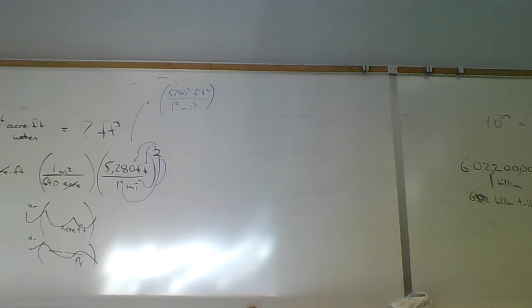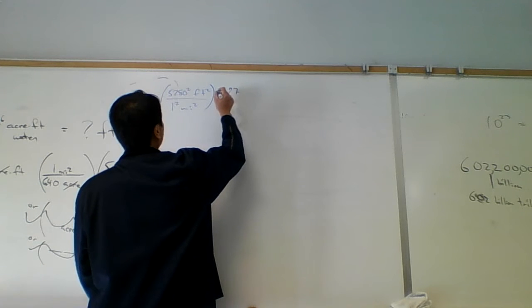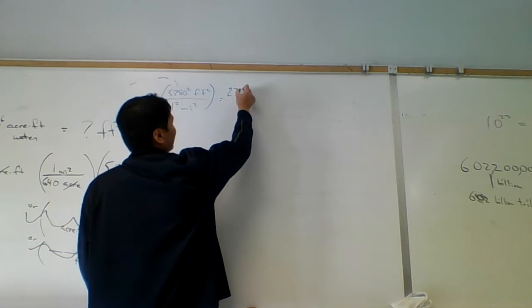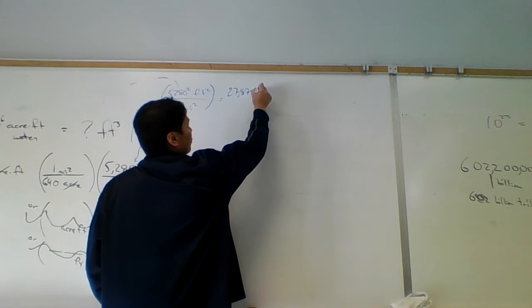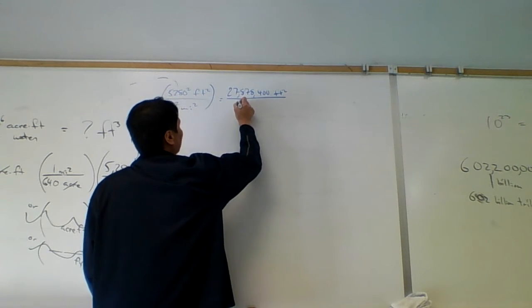So if I have a square mile, how many square feet are in a square mile? We can take a quick calculation here. It's going to be 5280 squared, which is equal to 27,878,400 square feet in 1 square mile.